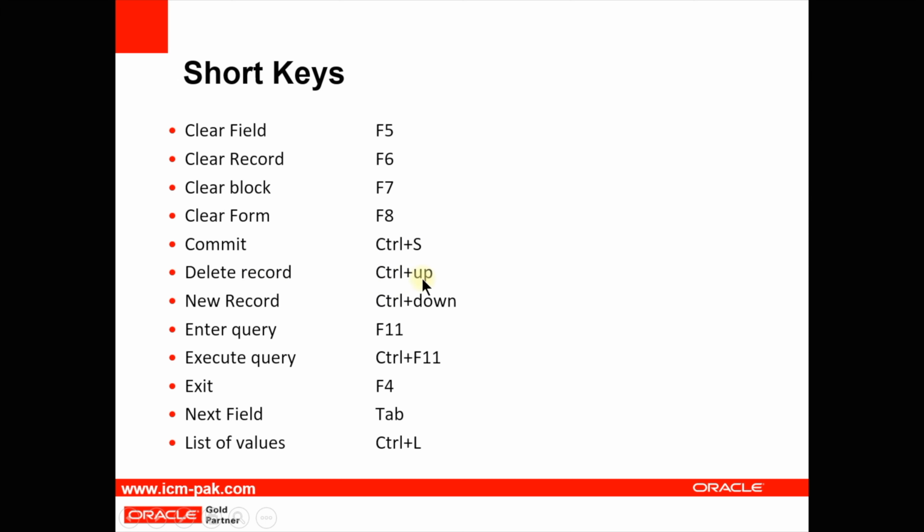And if you press Ctrl plus up arrow, it will delete the current record, and Ctrl plus down arrow will add a new record. And then if you need to search any data, you can press F11, and then based on the query criteria, you can press Ctrl F11 to see the results.